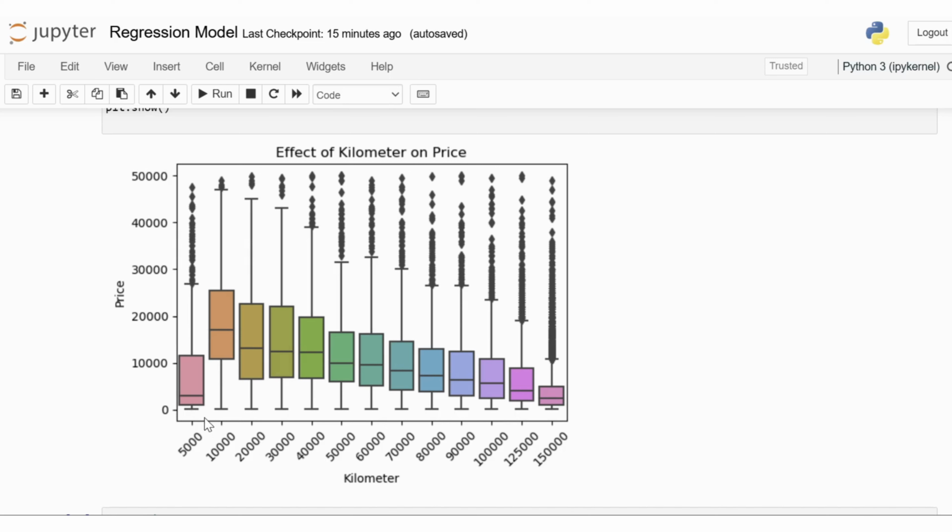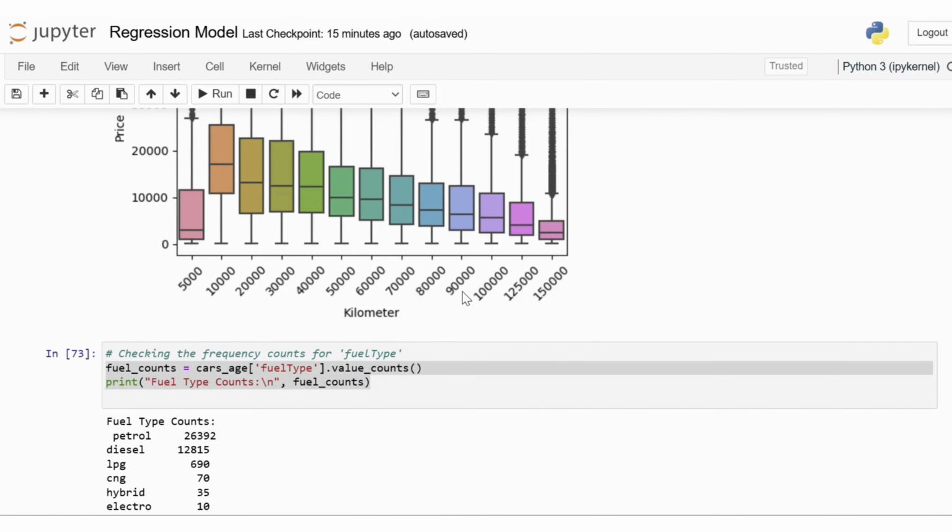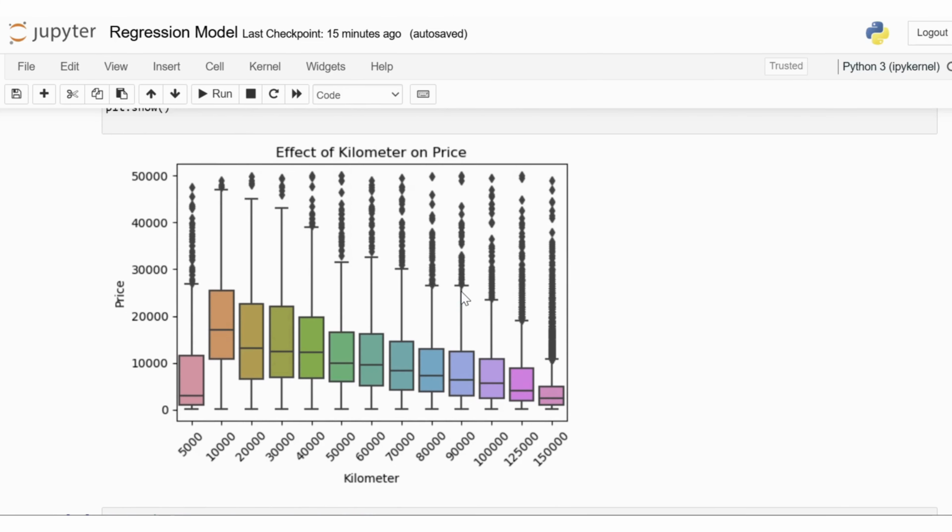This indicates that cars with lower mileage tend to have higher prices. There are many outliers at higher price points for each kilometer category, indicating that some cars, despite having high mileage, are still priced high, possibly due to other factors like brand, condition, or model. As expected, the overall trend shows that higher mileage cars like 150,000 kilometers have lower median prices compared to lower mileage cars like 5,000 kilometers. This negative correlation between kilometers driven and price aligns with the typical depreciation pattern of used cars.